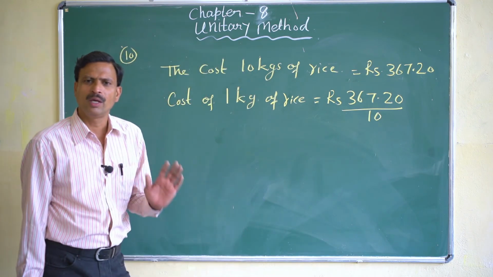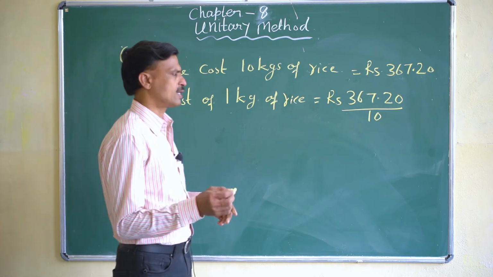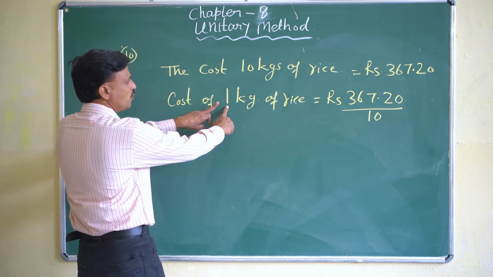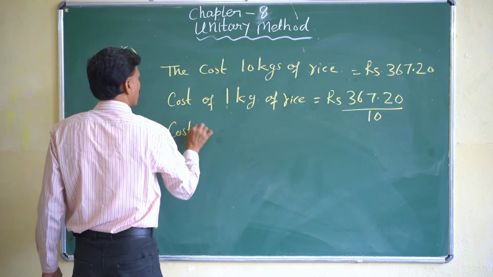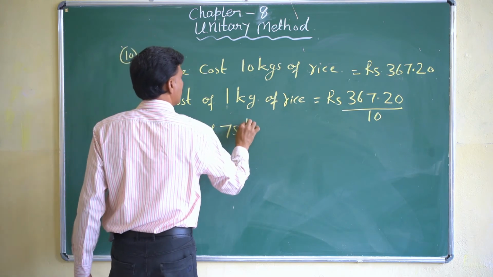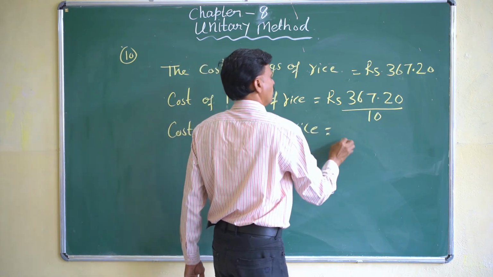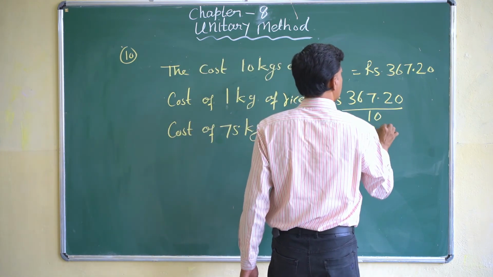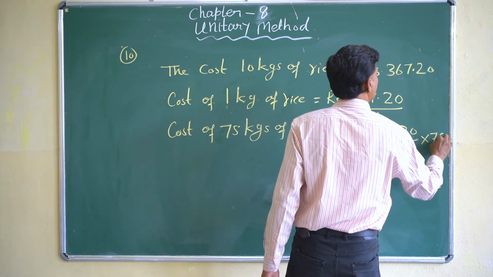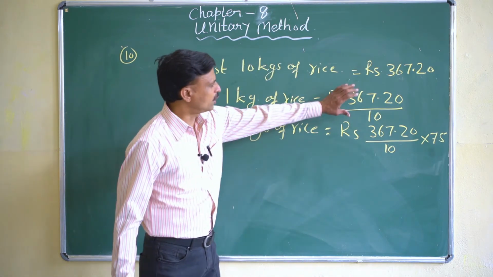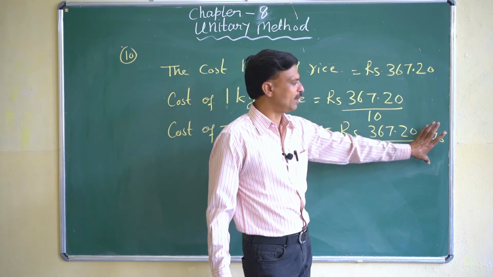Then we have to find out the cost of 75 kg of rice. So this is the cost of 1 kg of rice, right? We are finding the cost of 75 kgs of rice. What will it come to? 367.20 divided by 10 multiplied by 75. This was the cost of 1 kg of rice. We are finding for 75, so this value will be multiplied by 75.